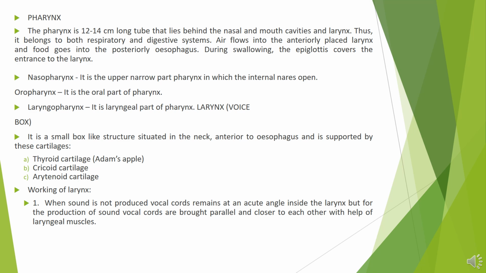Larynx, the voice box. It is a small box-like structure situated in the neck, anterior to the esophagus, and is supported by these cartilages: thyroid cartilage (Adam's apple), cricoid cartilage, and arytenoid cartilage. When sound is not produced, the vocal cords remain at an acute angle inside the larynx, but for the production of sound, the vocal cords are brought parallel and closer to each other with the help of laryngeal muscles.